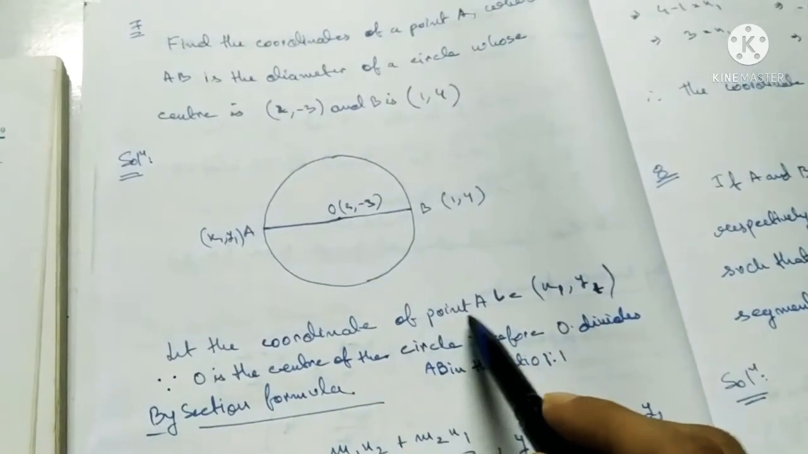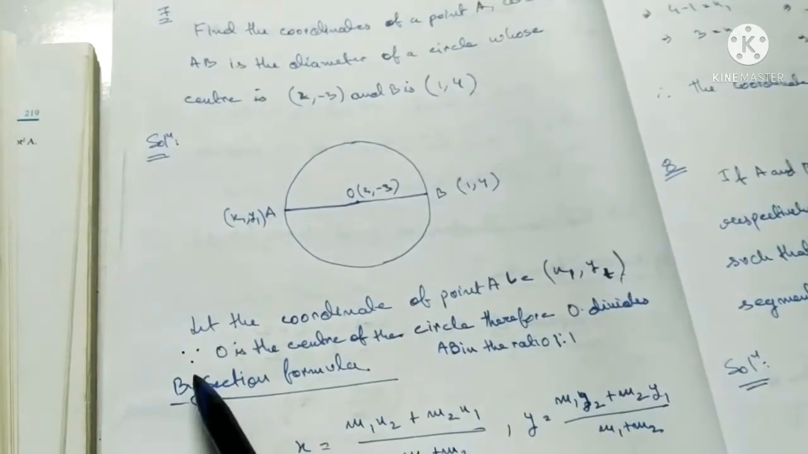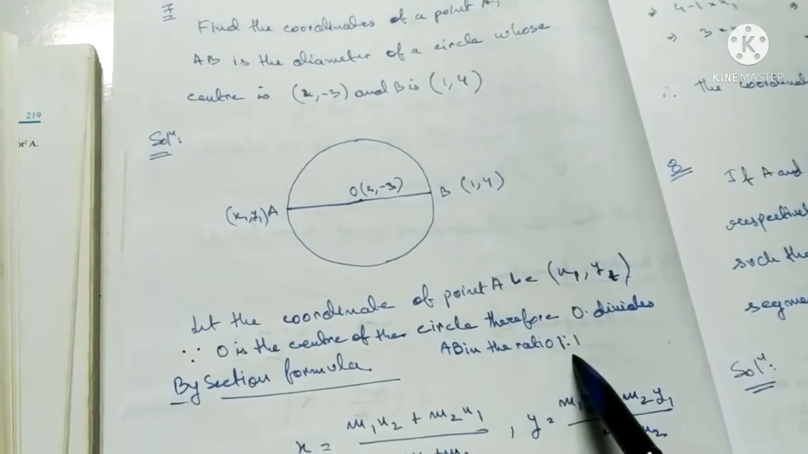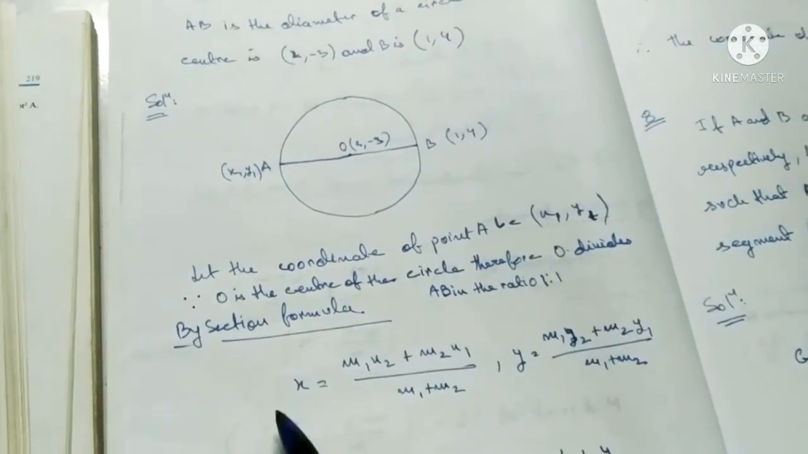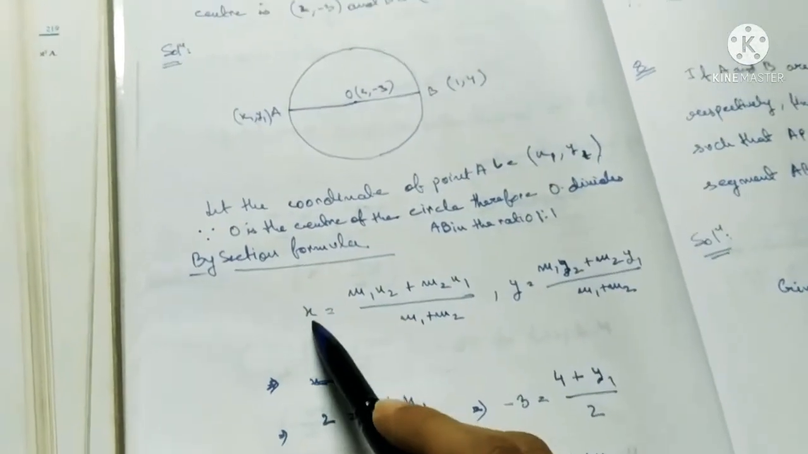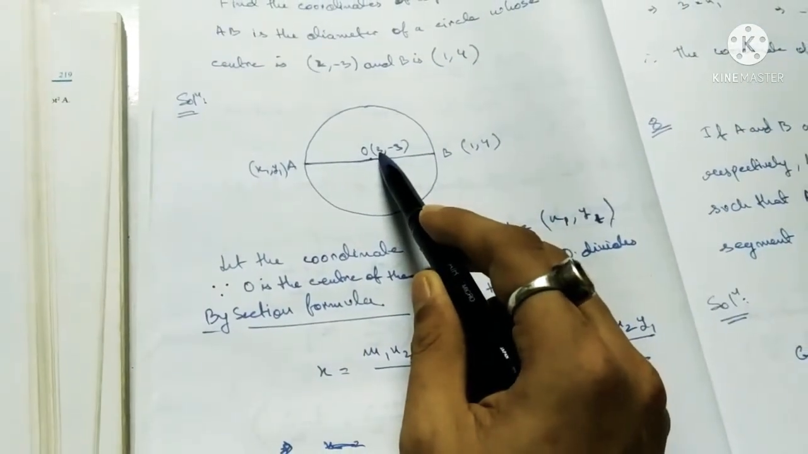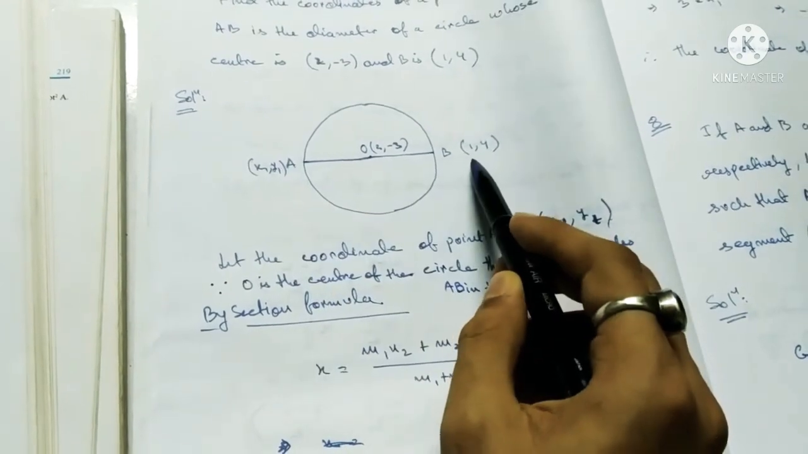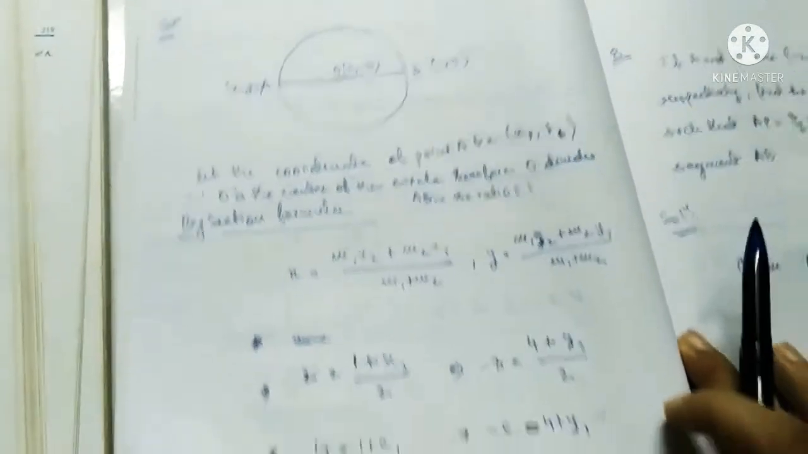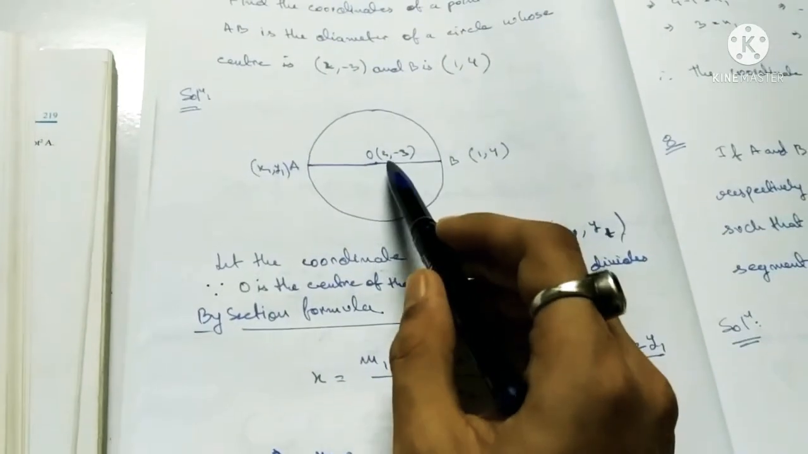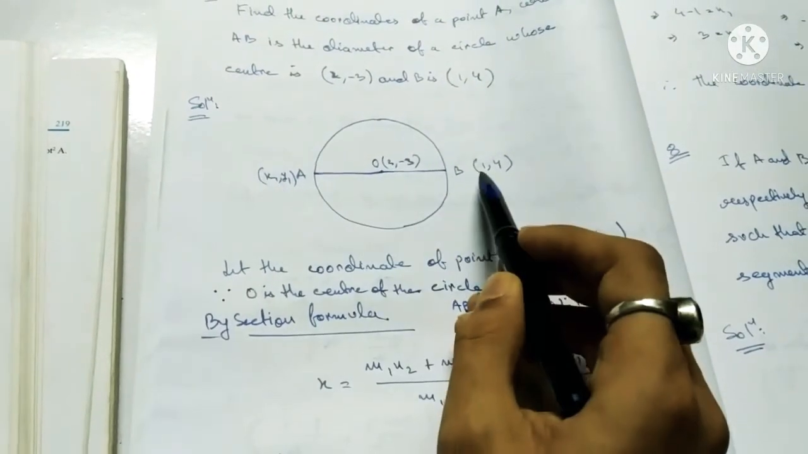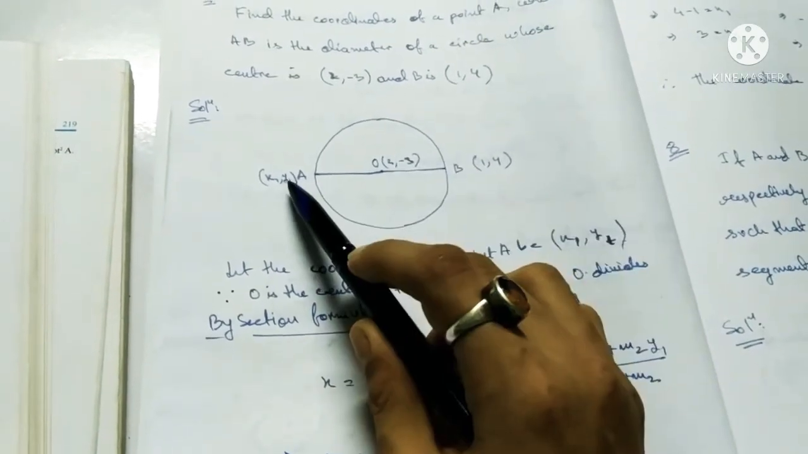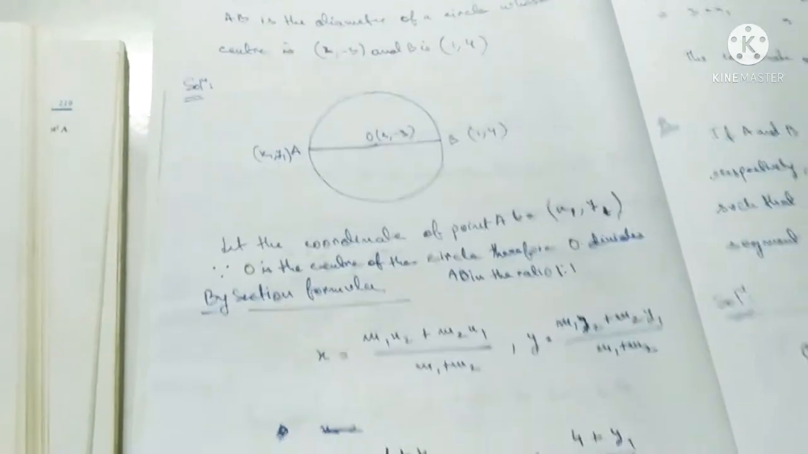Let the coordinate of point A be x1, y1. Since O is the center of the circle, therefore O divides AB in the ratio 1:1. Bisection formula, this one I have written. Remember x is 2 and y is minus 3. This is x1, y1 and this will be x2, y2. So 2 will be equal to x1 plus 1 by 2, and minus 3 will be equal to y1 plus 4 by 2.